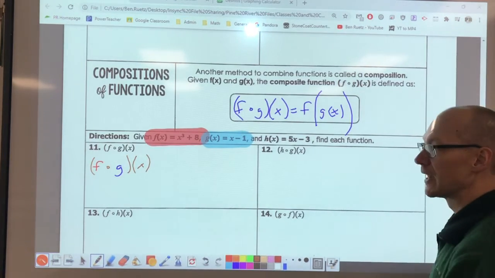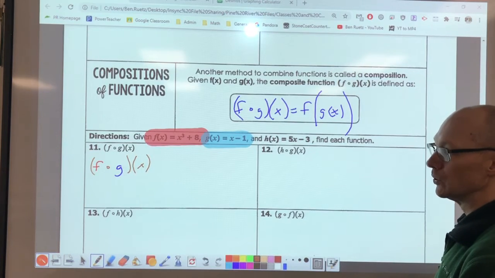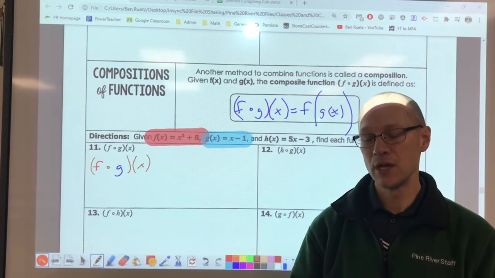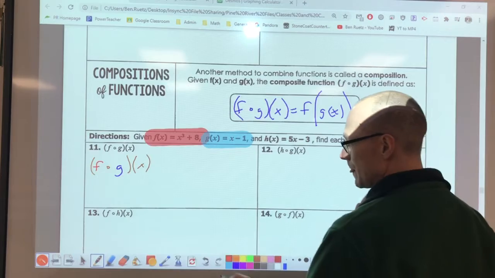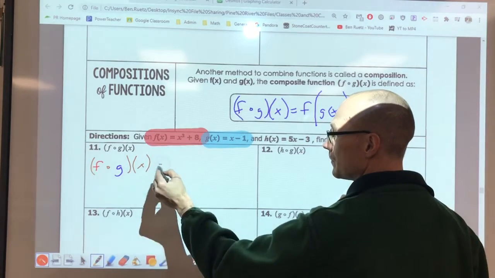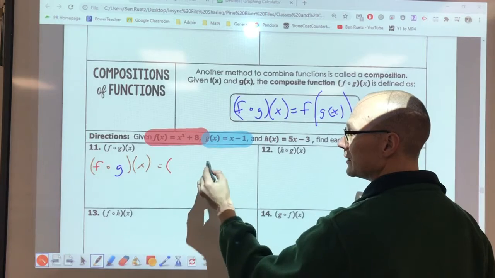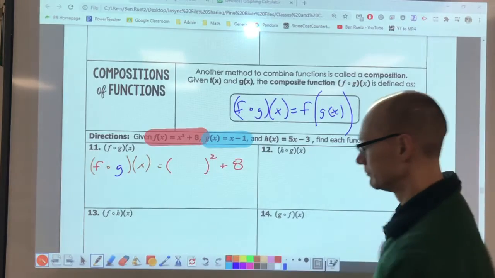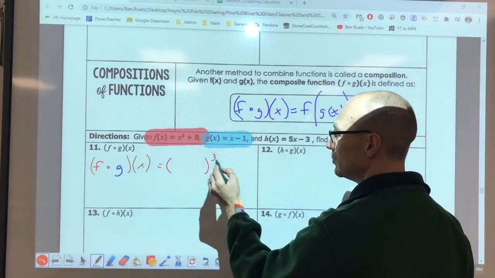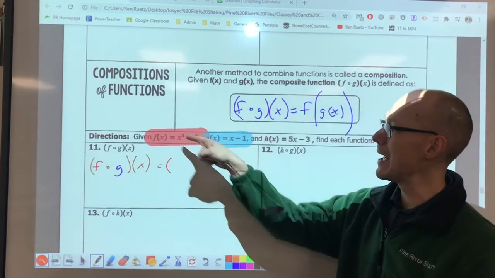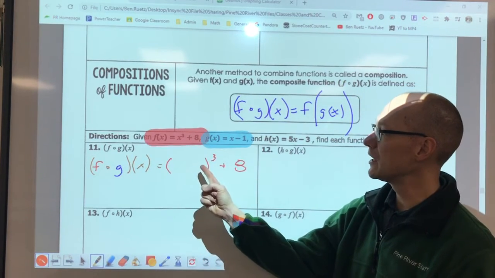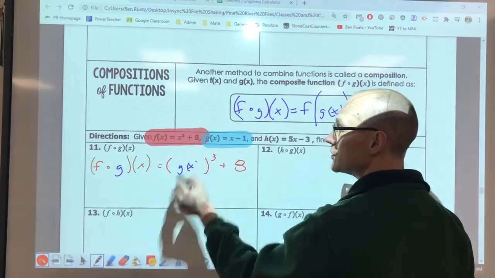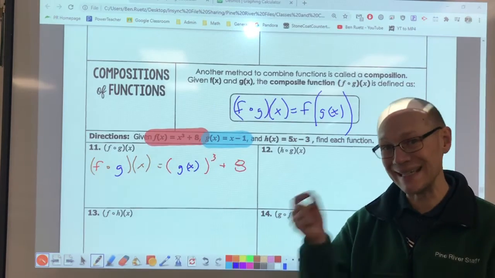G is what goes inside. So what is my f rule? My f rule says cube something and then add 8 to it. Cube something, then add 8 to it. Okay, so I'm going to represent my f rule, and that should match. Cube. This right here matches that function. I've got something cubed plus 8. Well, what am I going to cube? What I'm going to cube is the g function. The g is going inside that.